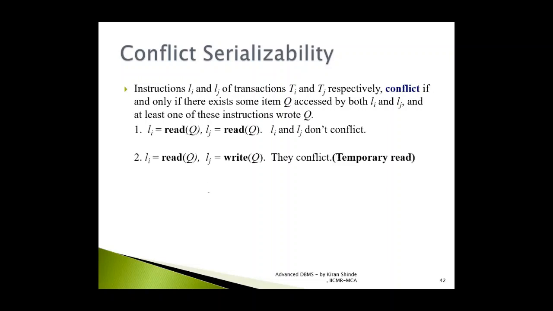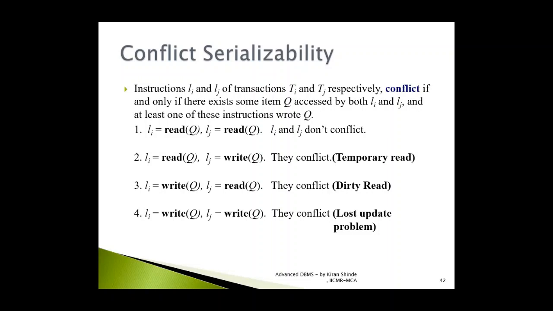Let's try to understand by putting some instructions in Ii and Ij. The first case: read Q and read Q. It means both read operations are happening on the same data item Q, by both transactions Ti and Tj. The instructions are Ii and Ij. But here there is no conflict. Why? Because both instructions are only trying to read the data item Q. That is why there is no conflict.